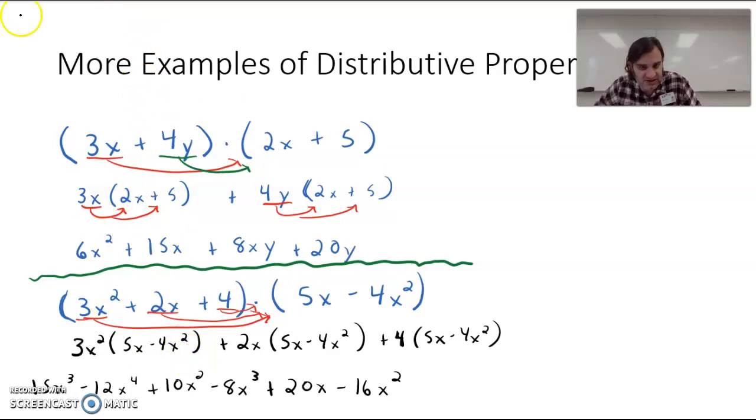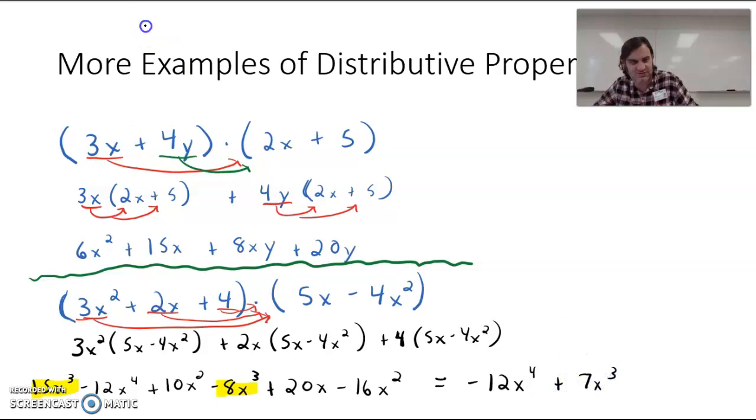Let's see what we can collect over here for a final answer. There's only one term that has an x to the fourth, and that's minus 12x to the fourth. But let's see. There are 2 terms with an x cubed. So that's 15x cubed minus 8x cubed. So that gives us 7x cubed.